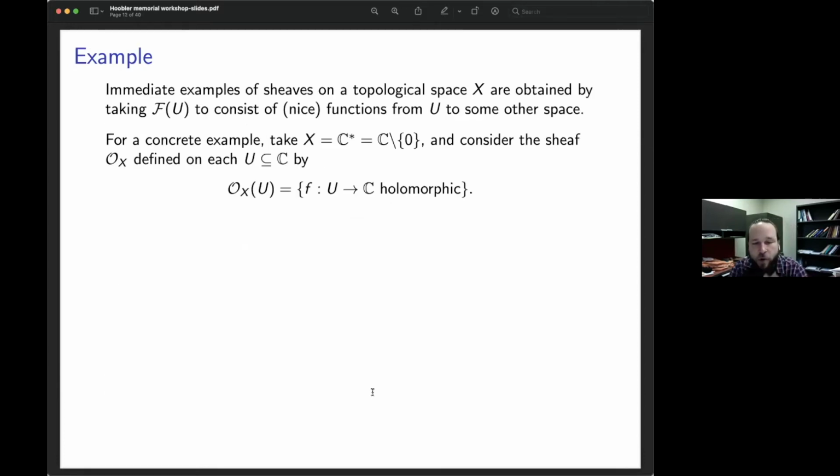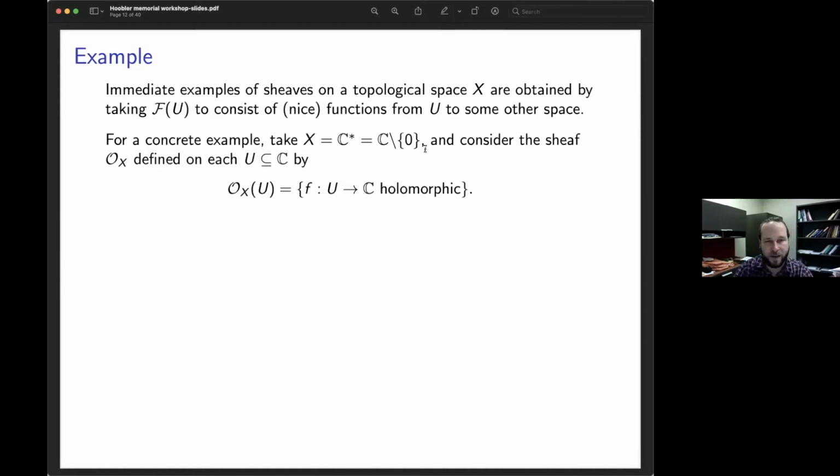Here's a concrete example of a sheaf that led to the abstraction that I just discussed. I give you a topological space, and then for every open, you can take the assignment to that open to be functions, say nice functions, from that open to somewhere else. Functions are the first example of a global object that's locally determined. Two functions are the same exactly when they give you the same value at every point, right?